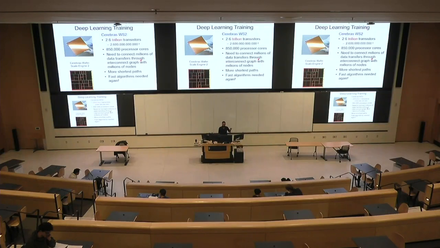Now in Cerebras, for example, the chip that I showed you in the first lecture, it constitutes 2.6 trillion transistors. And that's too many zeros. These 2.6 trillion transistors constitute over 850,000 processor cores. In a typical server that you use, it has like 4 to 8 cores, right? This has 850,000. And we need to connect millions of data transfers through an interconnect graph with millions of nodes. So again, we want to find the shortest path in a very short time.